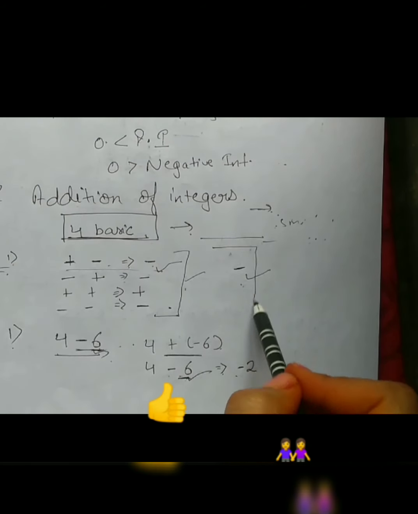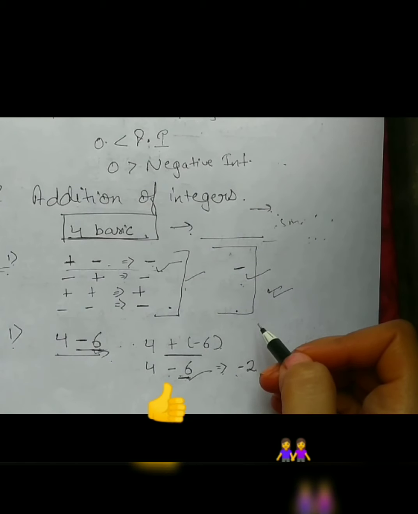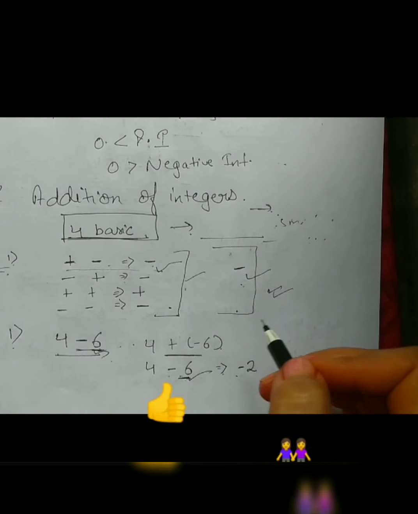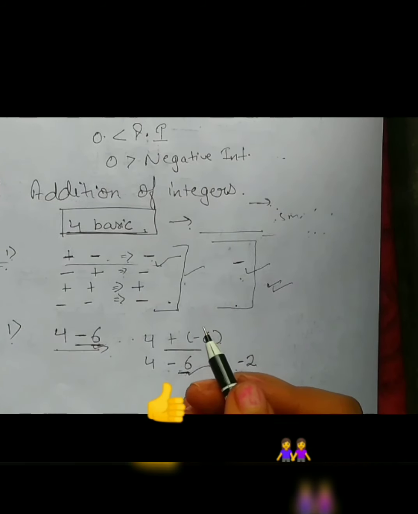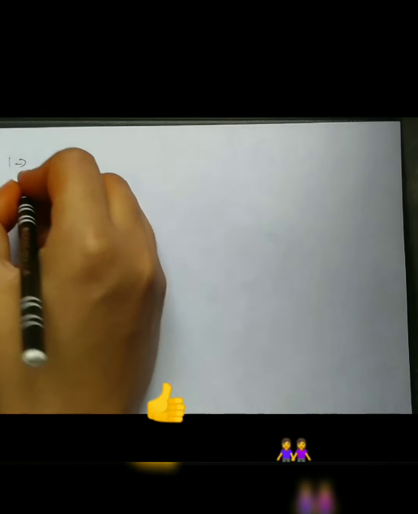These were the basic rules which are used in mathematics. Now let's start addition of integers and let's discuss properties of addition of integers. Our first property is commutative property.